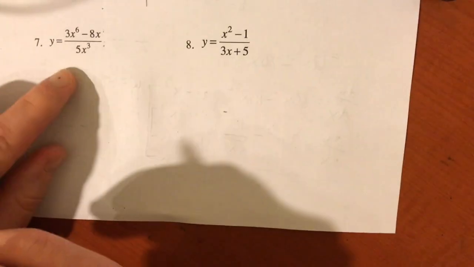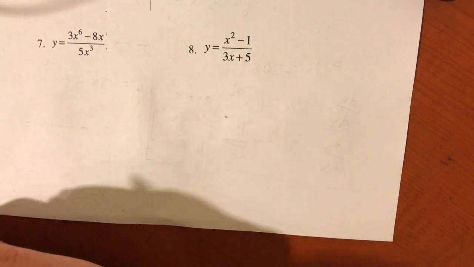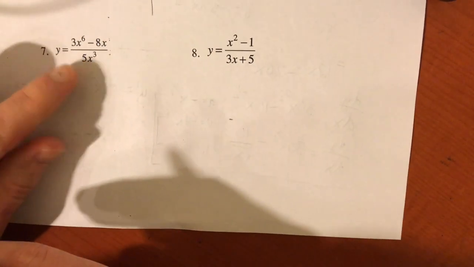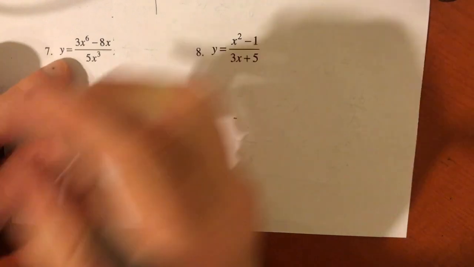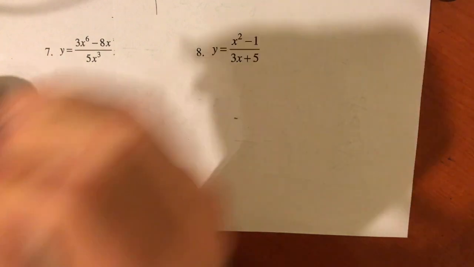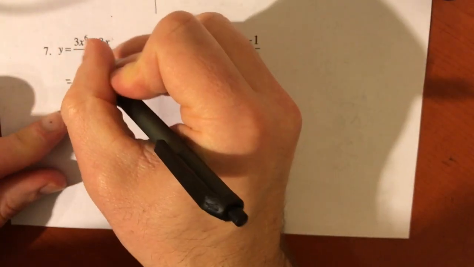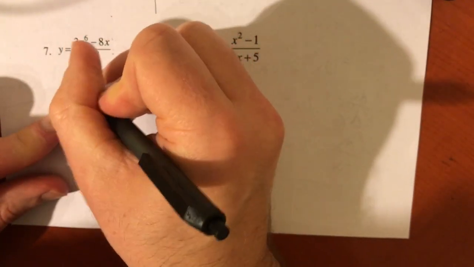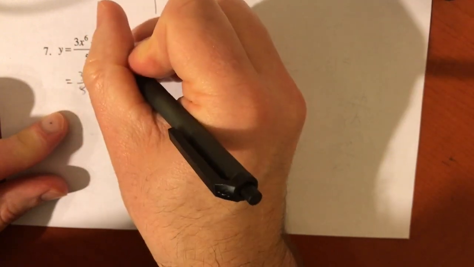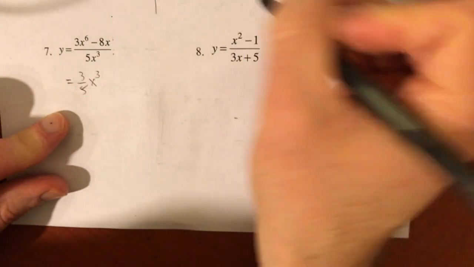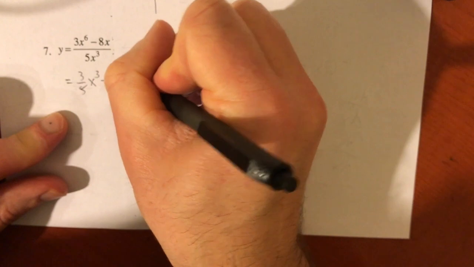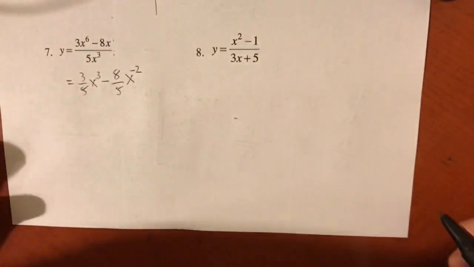Now number 7, hey, it's definitely a fraction, it's definitely got variables. Do I have to use the quotient rule? And by the way, I certainly could, but do I have to? No. This is a mu, many terms over 1. I can break that up and divide. And so 3x to the 6th divided by 5x cubed will be 3/5. X to the 6th divided by x cubed is x cubed. Minus 8x divided by 5x cubed is minus 8/5. X divided by x cubed is x to the negative 2nd. I'm just getting ready for that power rule.